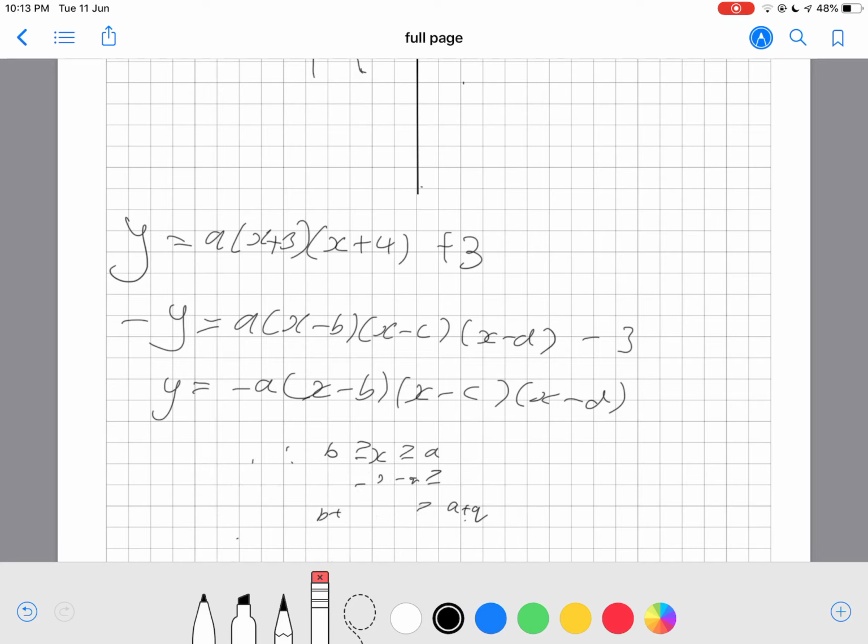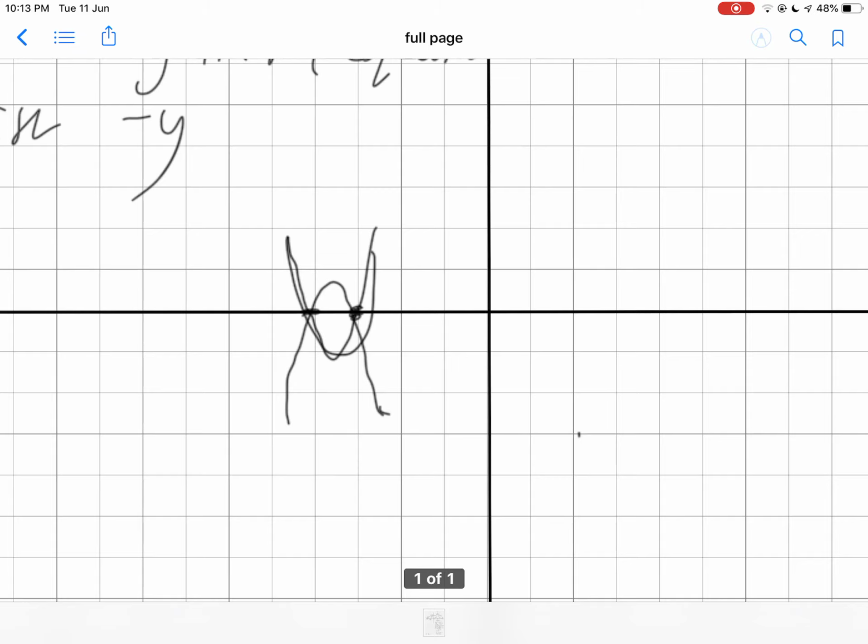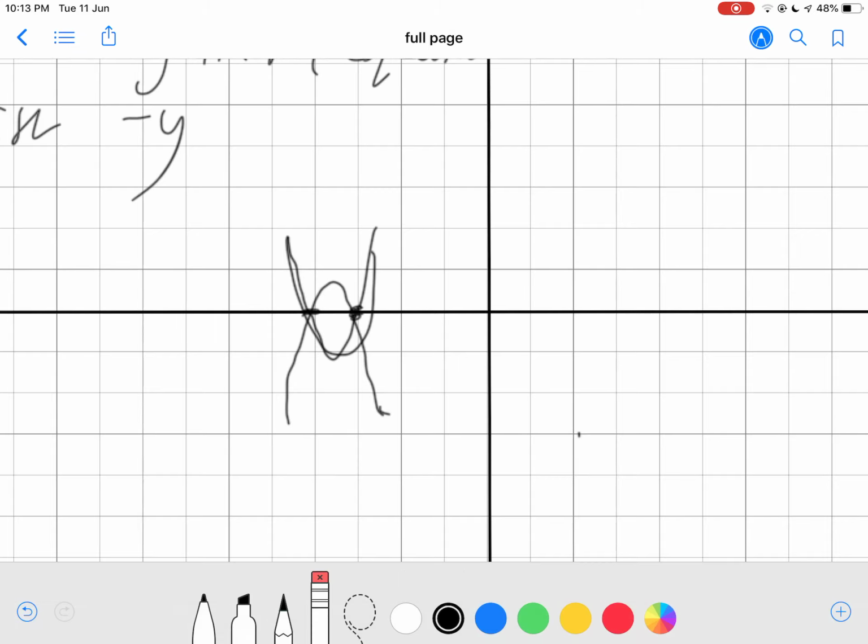Alright, so how would your domains change, okay? If you're reflecting in the x-axis, looking at this parabola picture again, it's still exactly the same. It's still going to go from here to here. The domain doesn't change.